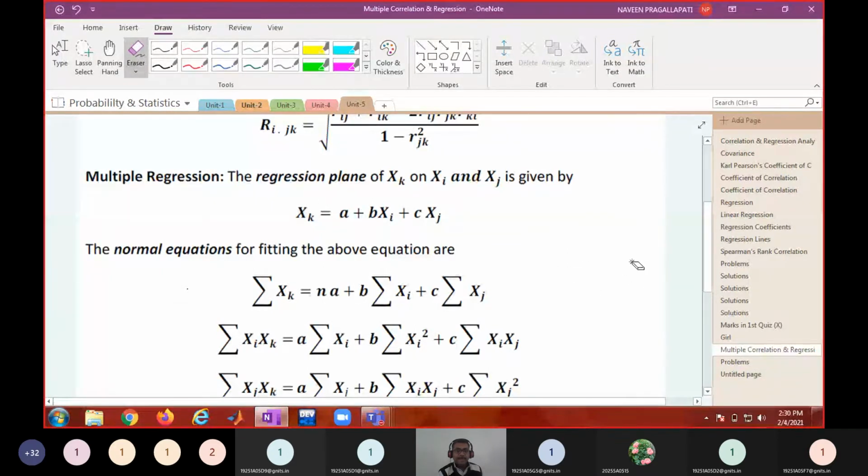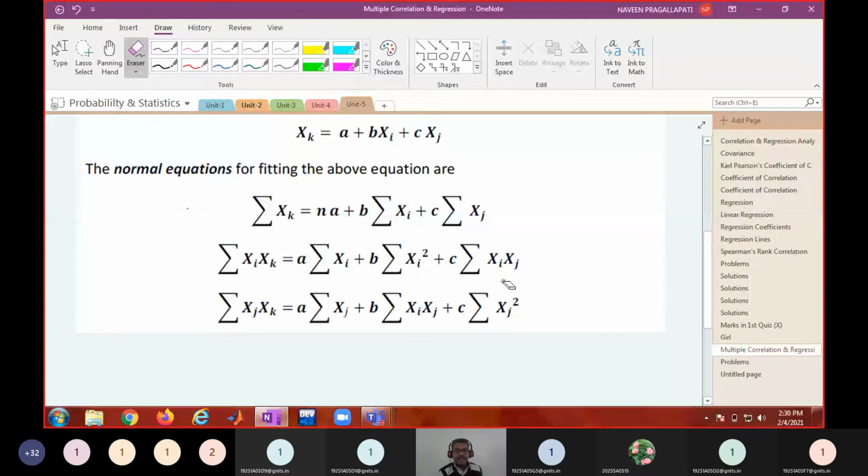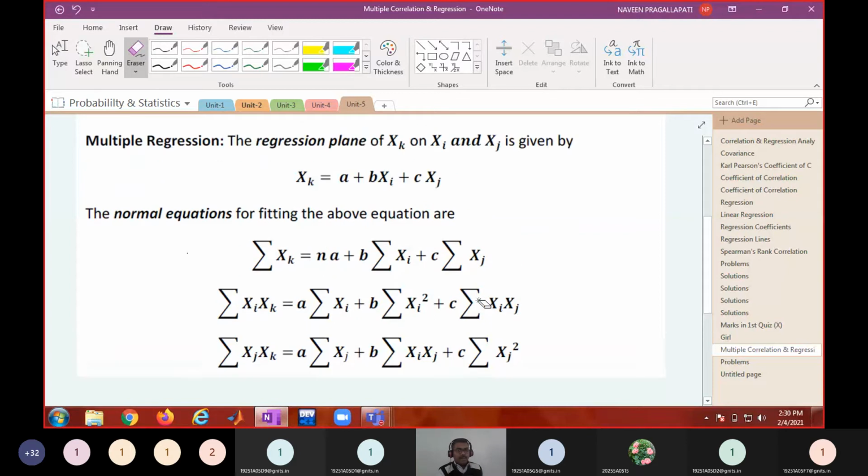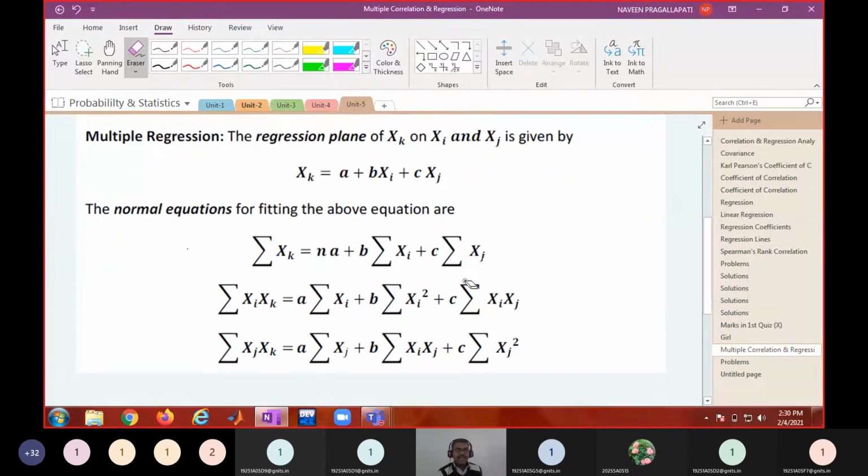You will be preparing a table, calculating these sigma xi's and sigma xi square and so on. Similarly, you can see there are xk, xi, xj. So how many regression planes can you write? You can write the regression plane of xk on xi and xj, or the regression plane of xi on xk and xj, or the regression plane of xj on xi and xk. Three regression planes we can get. How many regression lines did we get?